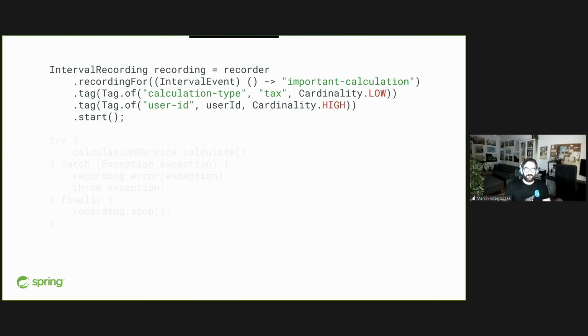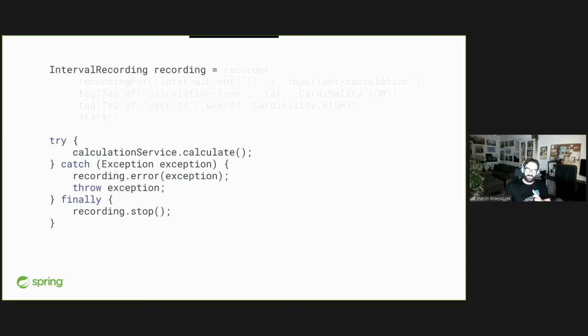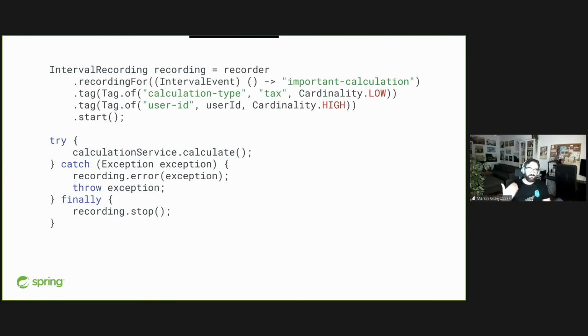And we start the recording. So we start the calculation of the duration of execution of the calculation service and its calculate method. Now, if an exception happened, we will attach the exception to the recording, and finally, we will stop it. So it's as simple as that. You start the recording, you tag it, you can provide a high cardinality name if necessary, you start it, you execute a method, you register an error if there's one, and you stop it.